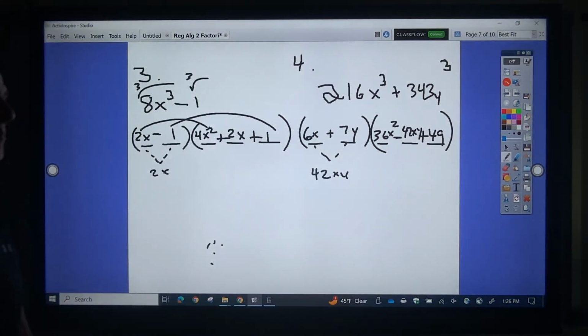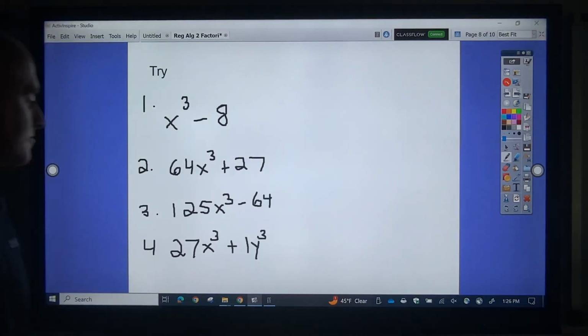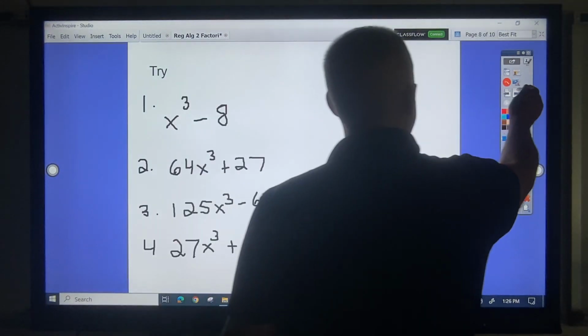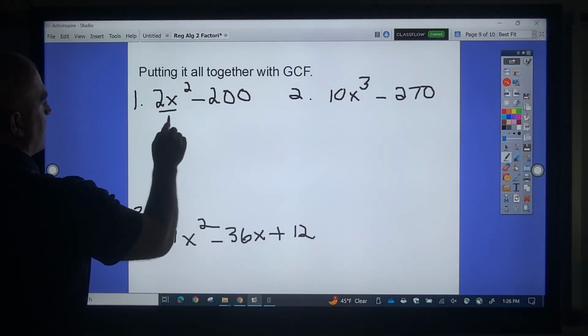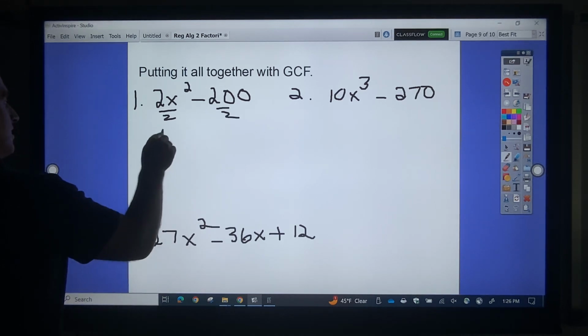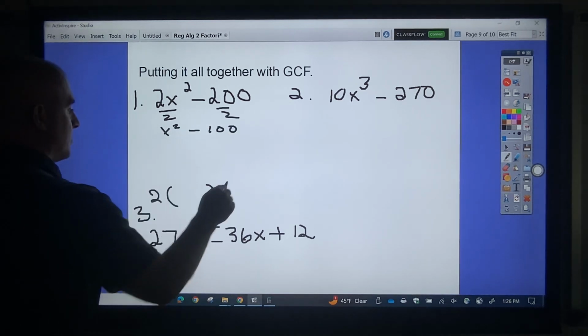Okay? All right, so that's the pattern for difference of cubes. You go ahead and try these on your own. Now we're going to put it all together. All right? Taking out a GCF. Always make sure you do that. So this one, I got to take out a GCF of 2 before I start. So that's going to be x squared minus 100. Okay? That 2 goes down next to my answer.